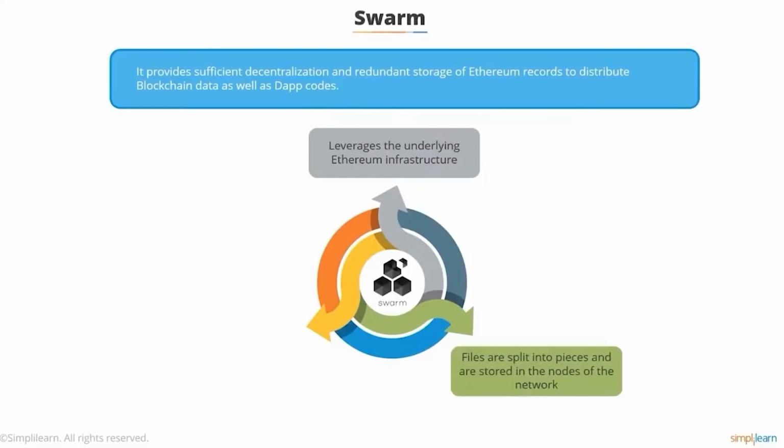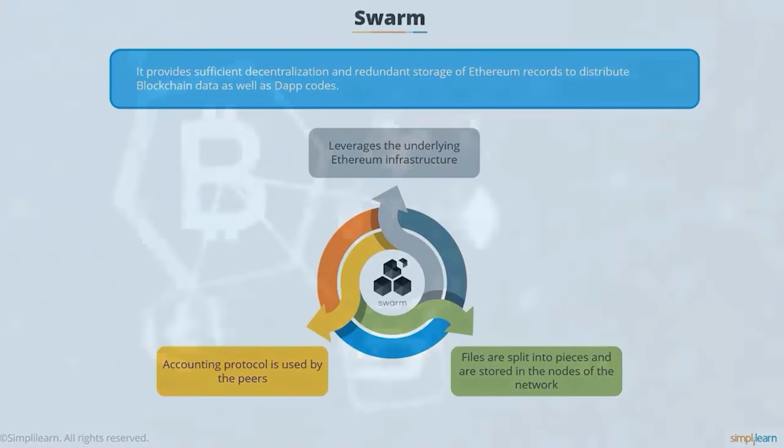The files are split into pieces and are stored in the nodes of the network. An accounting protocol is used by peers to keep track of these chunks delivered and received and the resulting micropayments associated with it.